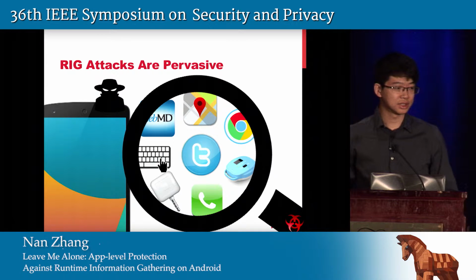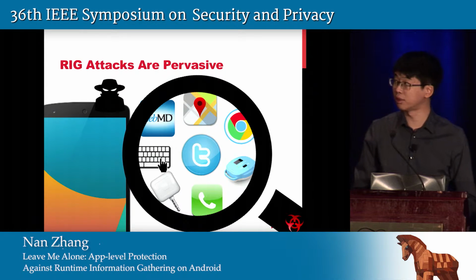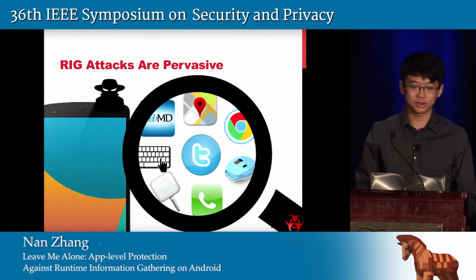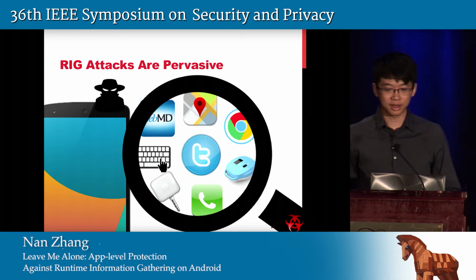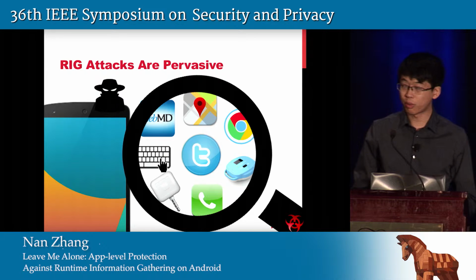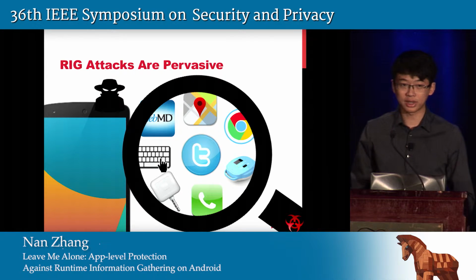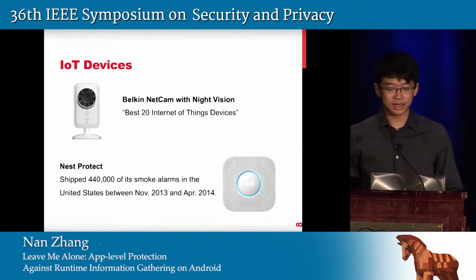A lot of researchers have proposed RIG attacks, and most of them are of high impact. New RIG attacks are continuously proposed every year in top conferences. Those attacks together are threatening 1 billion Android users. So when we looked into IoT devices last summer, we found that they are equally vulnerable to RIG attacks.